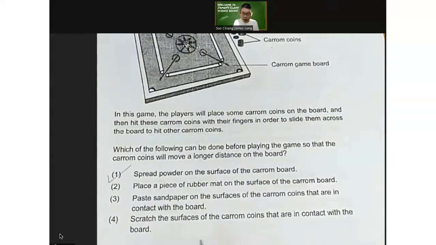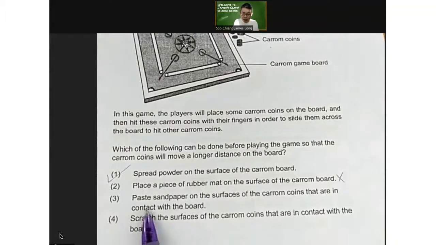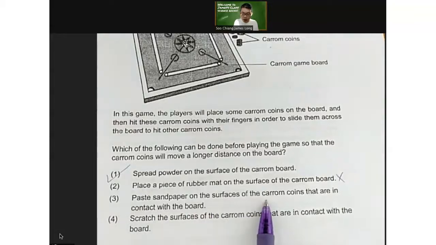Now, a rubber band will actually increase the frictional force between the surface, which is a rubber mat, and the carom coins. This one cannot work. Paste sandpaper on the surfaces of the carom coins. Sandpaper is a very rough surface.